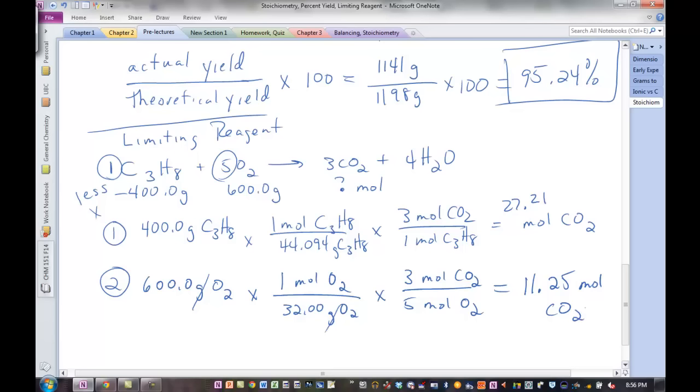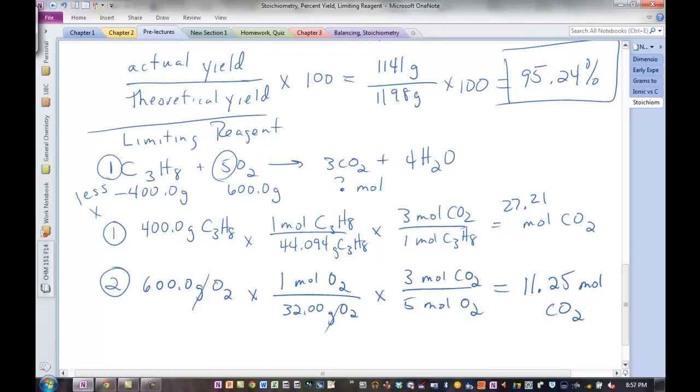All right, so limiting reagent. Basically, we do two stoichiometry calculations in the same manner, one for each reactant. Okay? One for each reactant. All right? One of these calculations is correct, one is not. So which is correct? Because we certainly can't get both amounts.